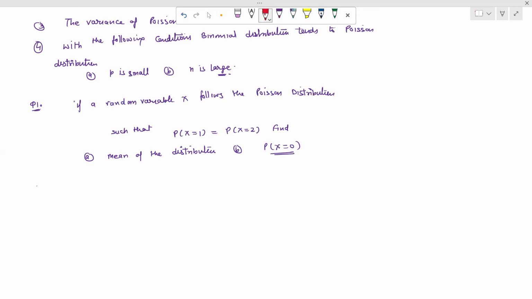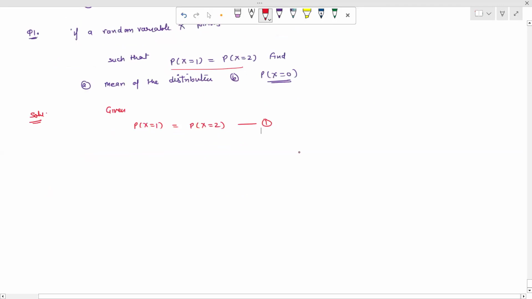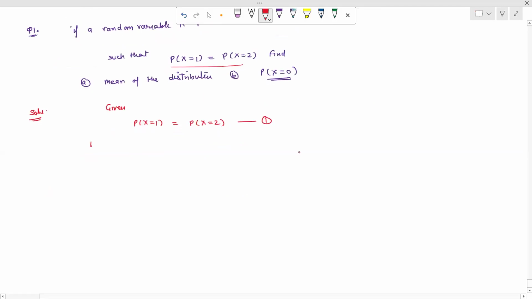So now we do the solution of this. For the solution, the given condition is this. We can write it as: given probability of x equal to 1 is equal to probability of x equal to 2. So this is our equation number 1, and this is given. Now we shall move to the Poisson distribution.